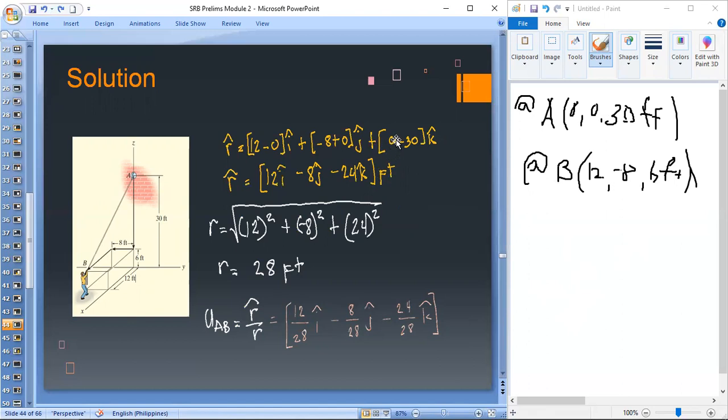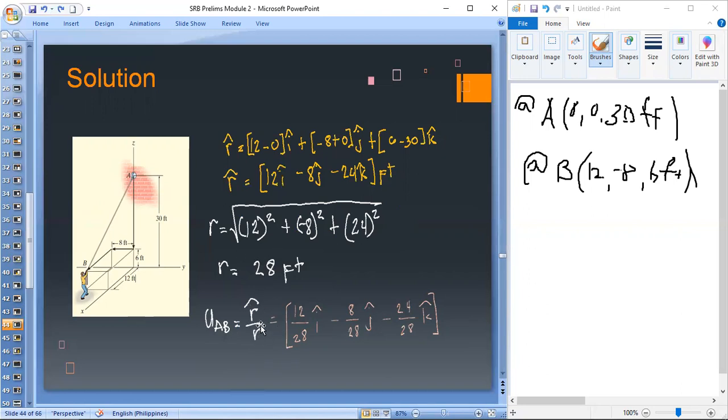And then your z is 6 minus 30, so 30 feet. Okay, so R, the position vector, summation of your Cartesian vector, is 12i minus 8j minus 24k feet. And then Pythagorean lang to find your magnitude or length, which is 28 feet. So your unit vector AB, from this diagram or picture, is equal to your position vector over your magnitude or length r.